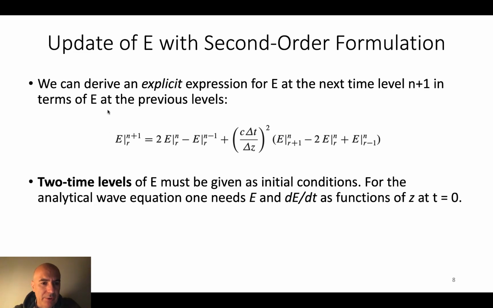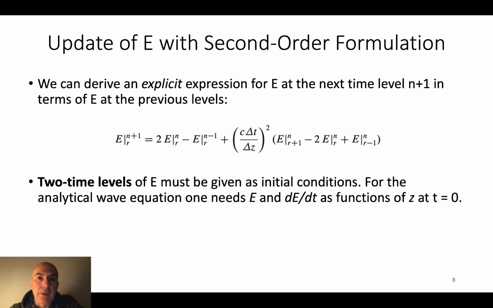So the equation that we found is simply an update of the values of the electric field at the previous time steps, so n and n minus 1. And it will also include the values at the time n of the neighbor electric field values.